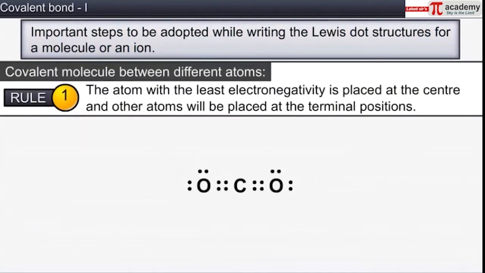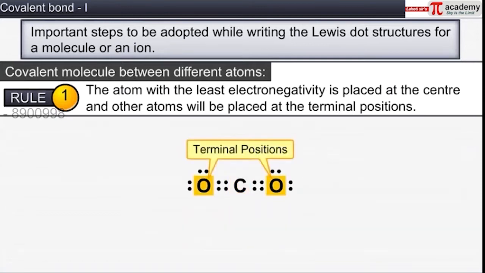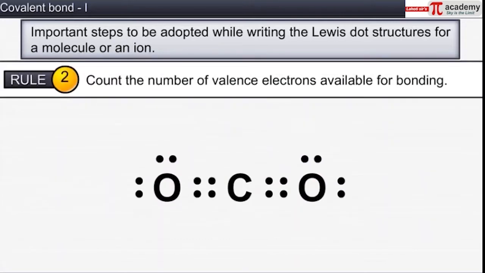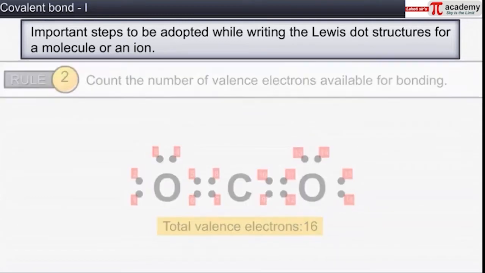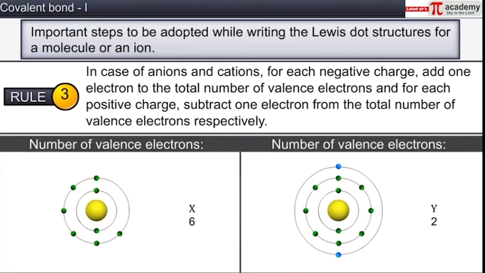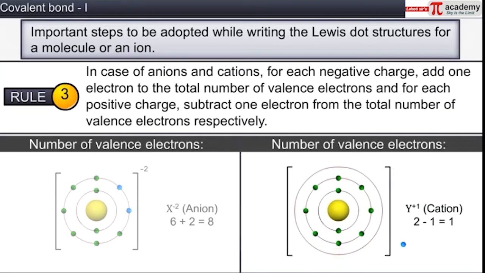In case a covalent molecule is formed between different atoms, then the atom with the least electronegativity is placed at the center, and other atoms will be placed at the terminal positions as shown here for a carbon dioxide molecule. Now, count the number of valence electrons available for bonding. In case of a molecule, count the total number of electrons present in the valence shell of all the bonded atoms. In case of ions, that is anions and cations, for each negative charge, add 1 electron to the total number of valence electrons, and for each positive charge, subtract 1 electron from the total number of valence electrons respectively.